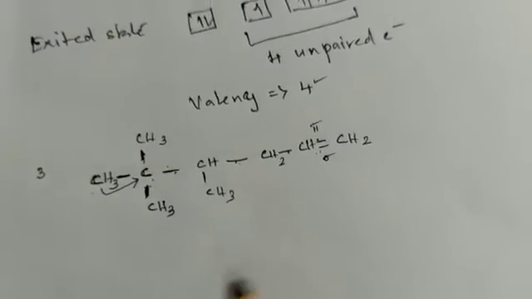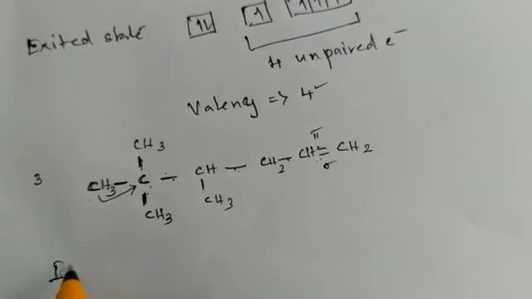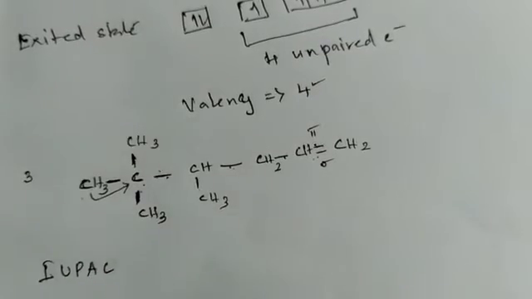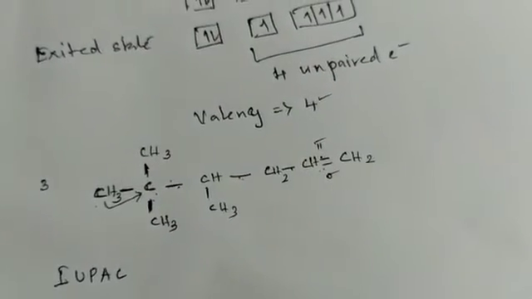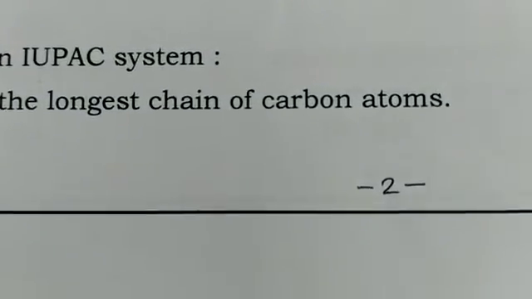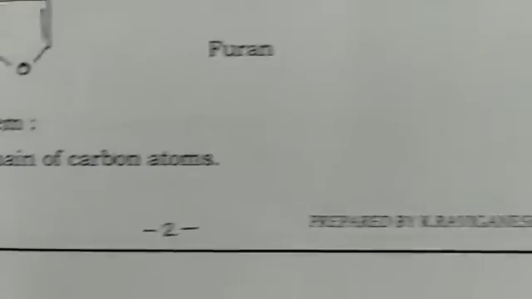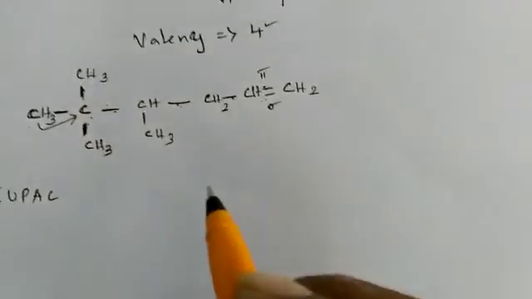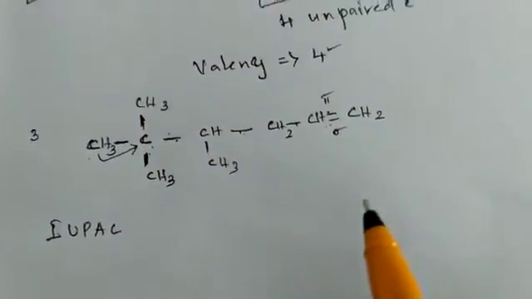Okay, next one is IUPAC system. How to name an organic compound? First we have to select the longest carbon chain. So select the longest chain of carbon atoms. Either it is a linear or unbranched, whatever it may be.